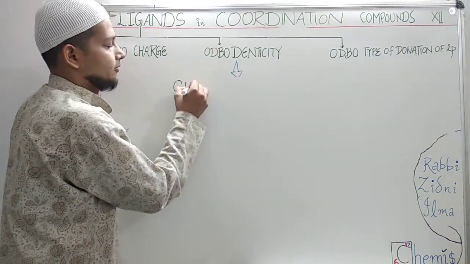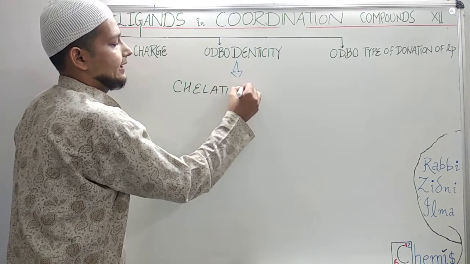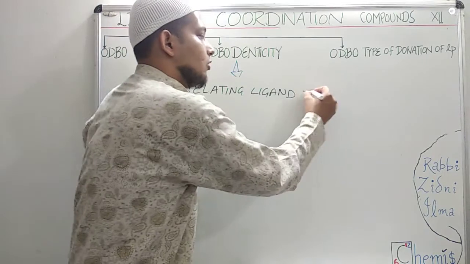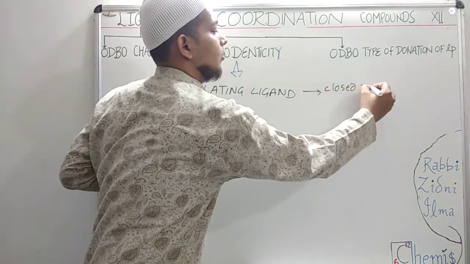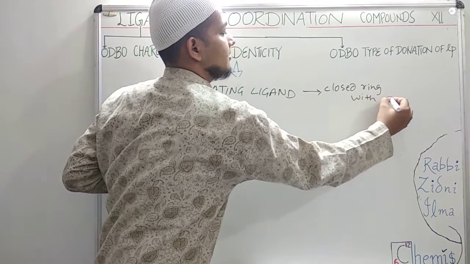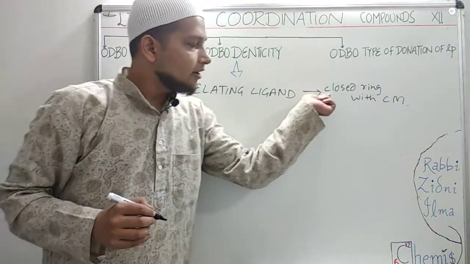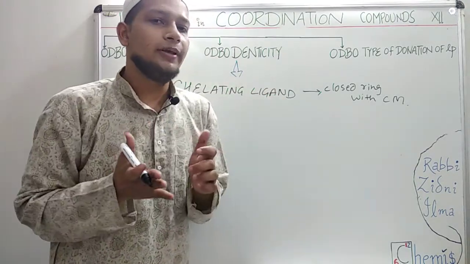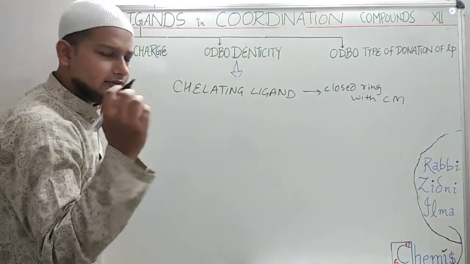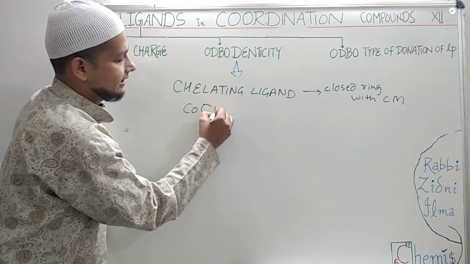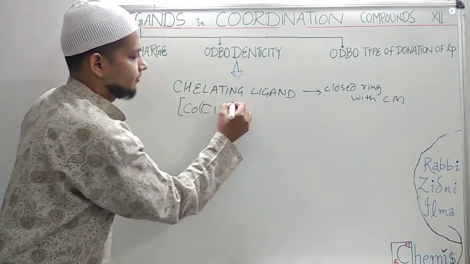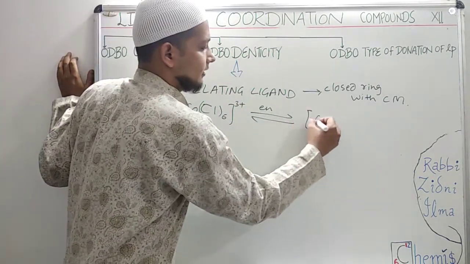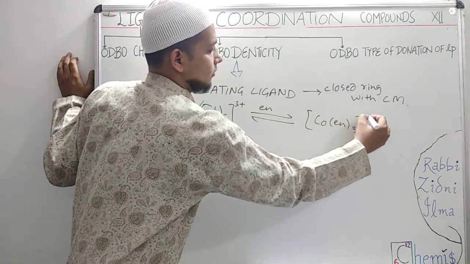Now this is an important one, chelating ligand. So I told you before that these ligands form closed ring. These form closed ring with our central metal. The ring formation is a stabilizing phenomenon, hence our complex formed will be highly stable. So I have a query for you. I have CoCl6, let us consider 3 plus, and I just add up some en in it, and a new complex is formed, that is Co(en)3 2 plus.